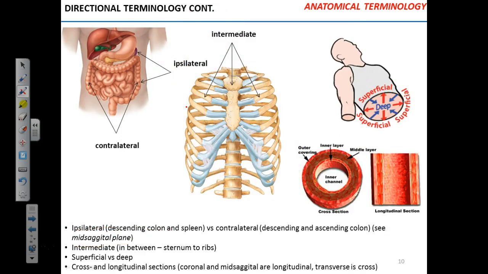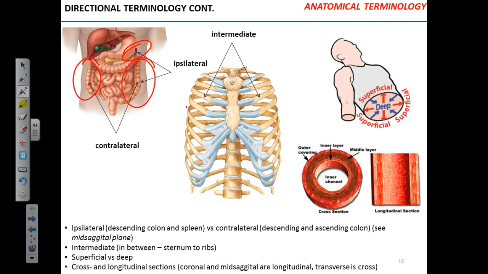A few more terms: ipsilateral and contralateral. So this is ipsilateral: your spleen and your descending colon. And this is contralateral: ascending and descending colon. What does contralateral mean?